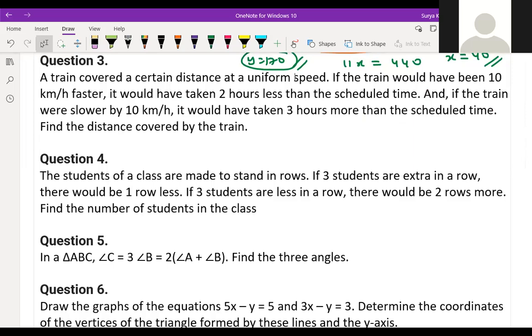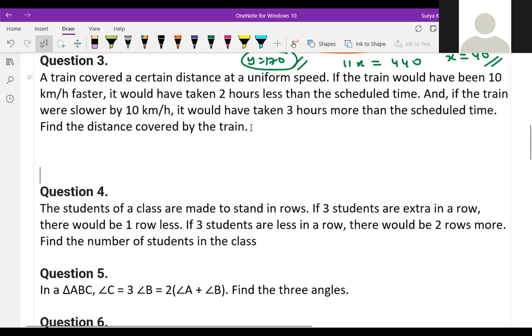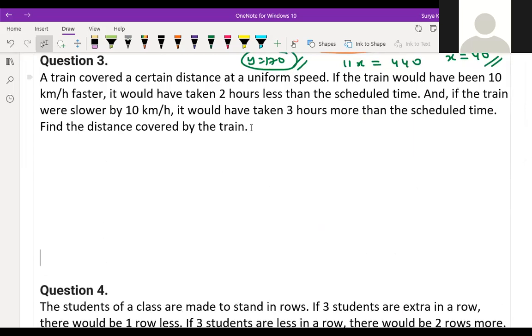A train covered a certain distance at a uniform speed. If the train had been 10 km/h faster, it would have taken 2 hours less than the scheduled time. And if the train were slower by 10 km/h, it would have taken 3 hours more than the scheduled time. Find the distance covered by the train.